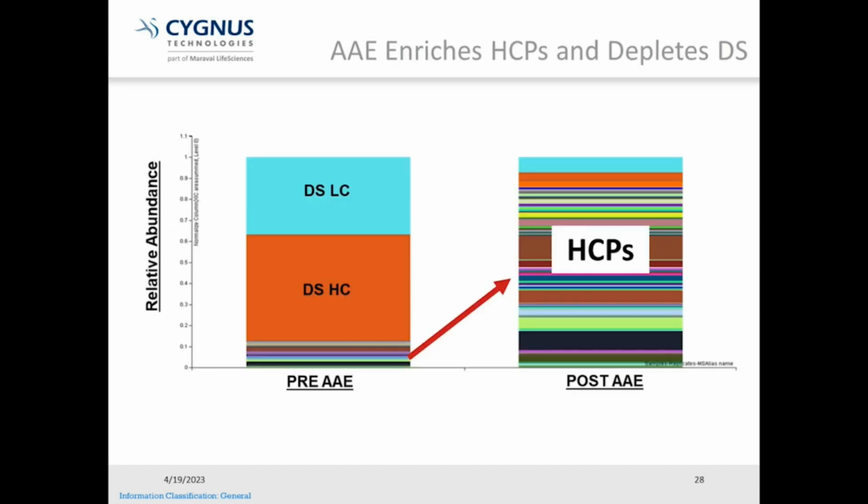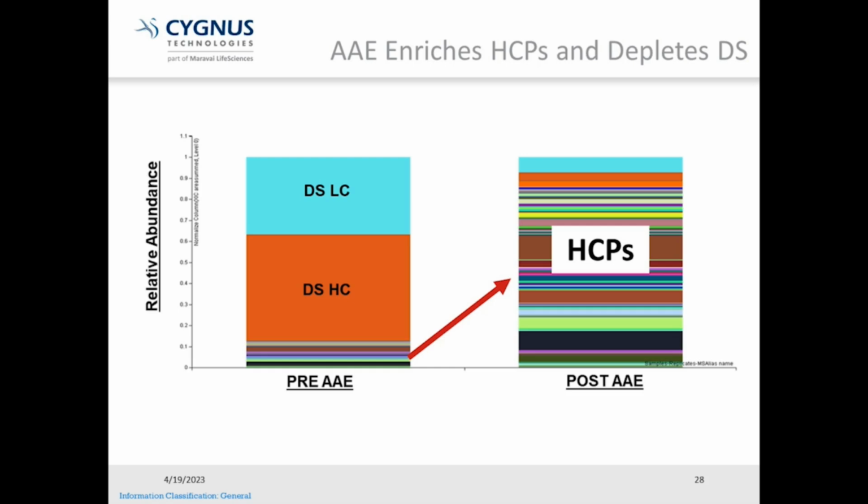This slide demonstrates the power of the AEMS approach for host cell protein identification in the drug substance. The relative abundance of the drug substance and host cell proteins according to the extracted ion chromatograms were normalized to 1 and graphed in a stacked bar chart. Pre-AE on the left shows the drug substance heavy chain in orange and the drug substance light chain in light blue. The host cell proteins are beneath the two major blocks and are squished in different colors below.